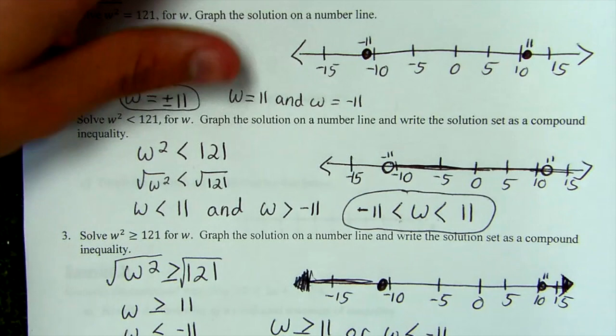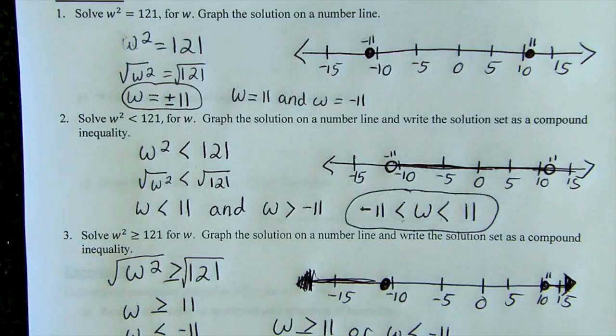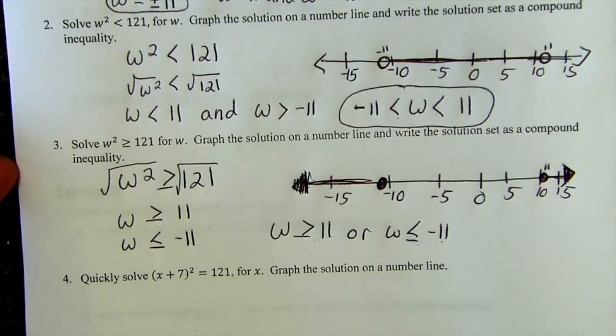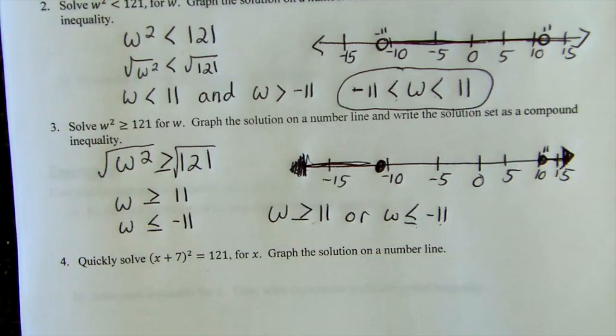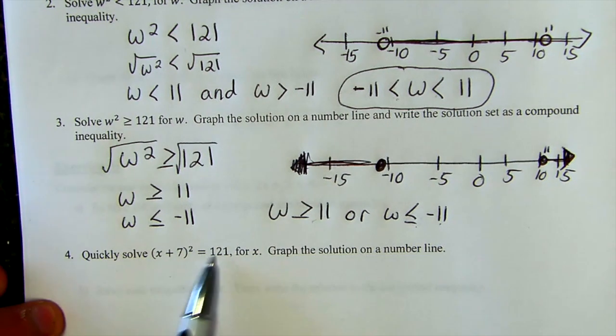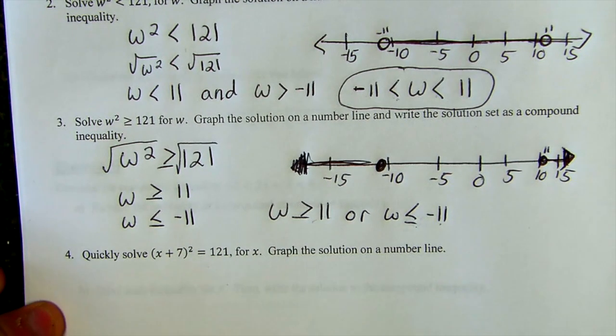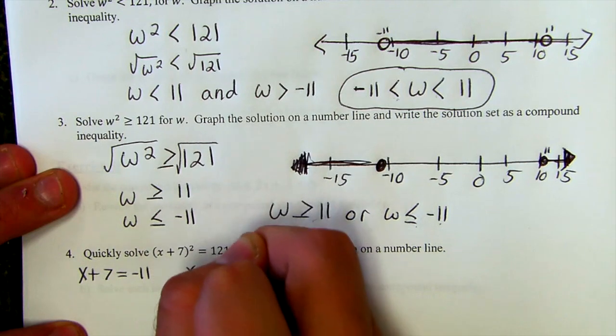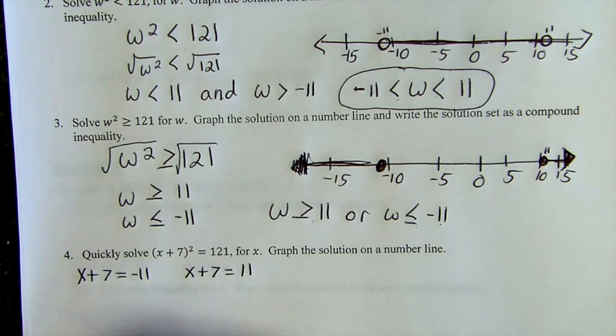So now what we can do is use all three of these examples and quickly solve (x plus 7) squared is equal to 121 for x. It says graph the solutions on a number line. So if we wanted to do this quickly, we have to take the square root of both sides, and we get that x plus 7 is equal to negative 11, and x plus 7 is equal to positive 11. And in both cases, we can subtract 7 on both sides.